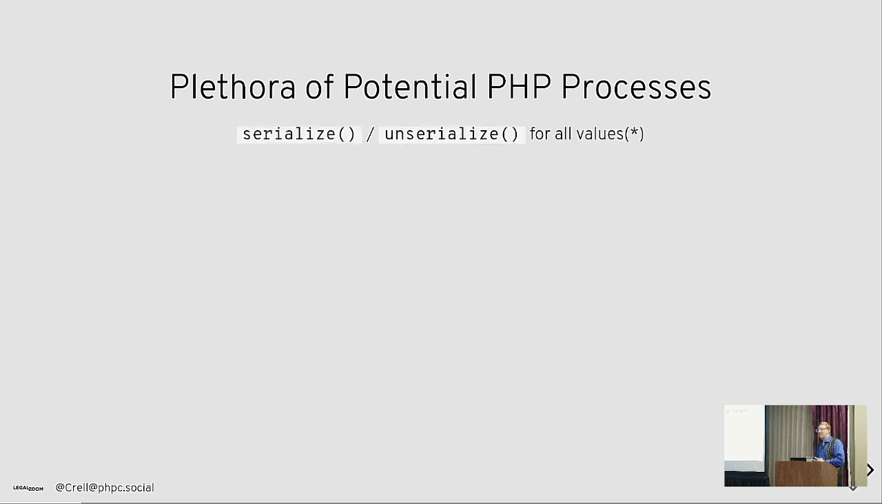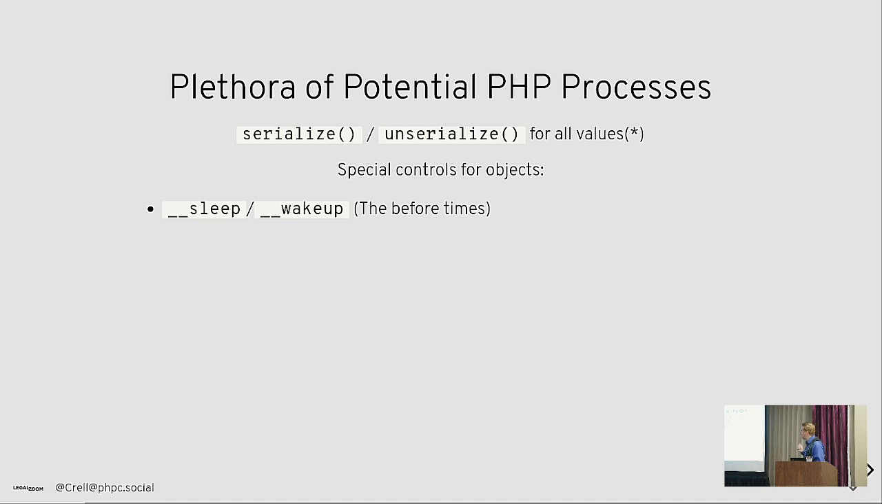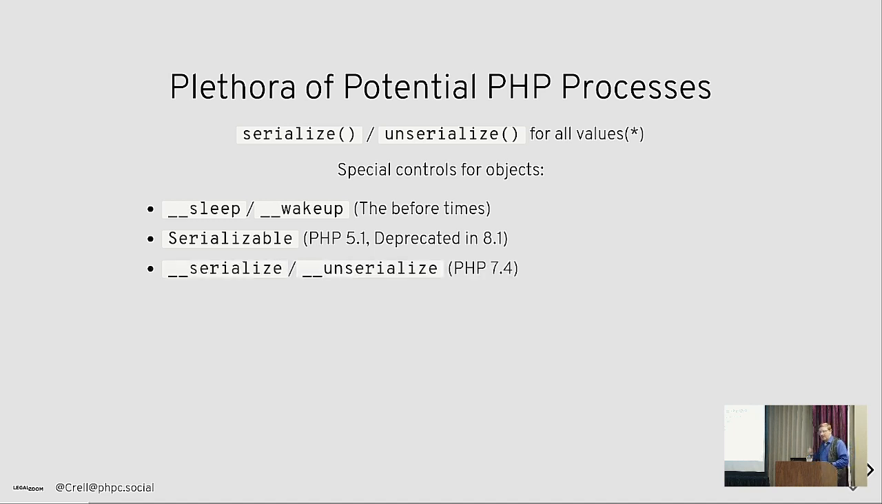You can take pretty much any value except resources and certain types of system objects and throw it into the serialize and unserialize functions, and that will dump the value out in a proprietary PHP-specific string format that is useful for absolutely nothing except these functions. For objects, you can control how that serialization works. We've had the sleep and wakeup magic methods that have been around forever, and they're kind of badly designed. You shouldn't use them. The Serializable interface was added in 5.1 and deprecated in 8.1 because it's badly designed. You shouldn't use it. There are the __serialize and __unserialize magic methods. Those are good. You can actually use those.